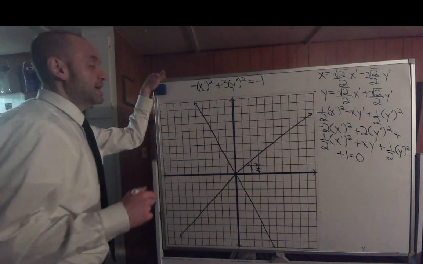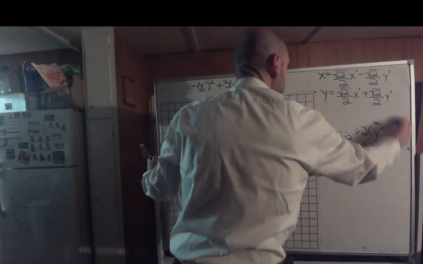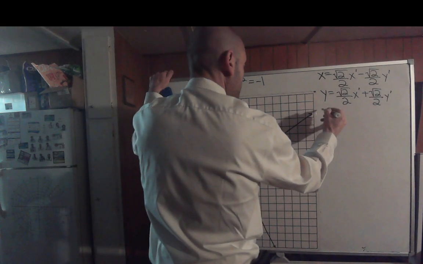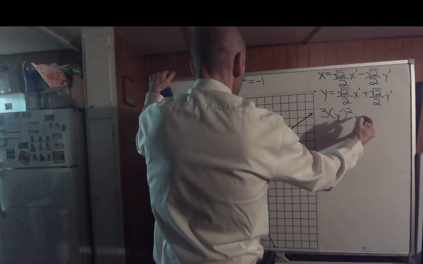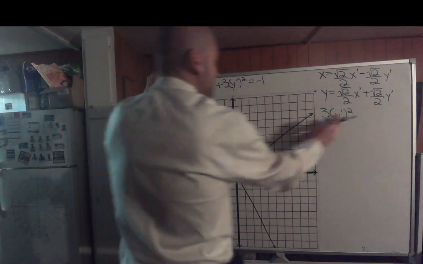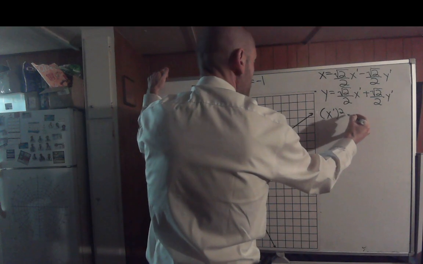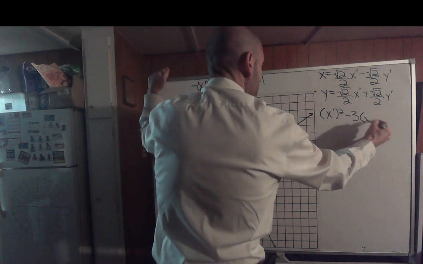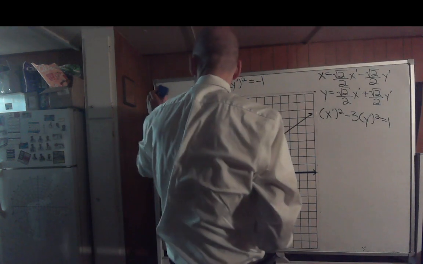But we want the right hand side to equal +1, so divide everything through by -1. And what you'll end up getting in your simplified form is... no, that's not right. Divide everything by -1, you'll get x prime squared minus 3y prime squared equals 1. If I could quit dropping stuff today, that would be amazing. Okay.